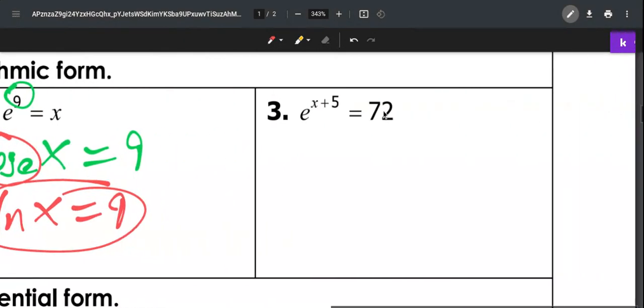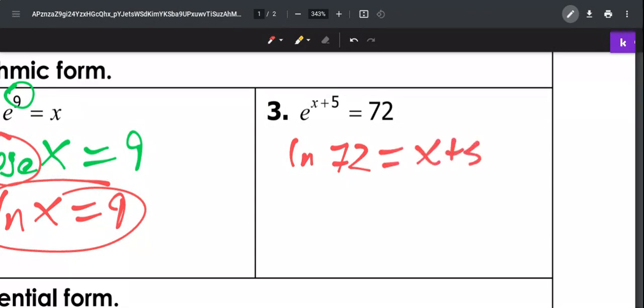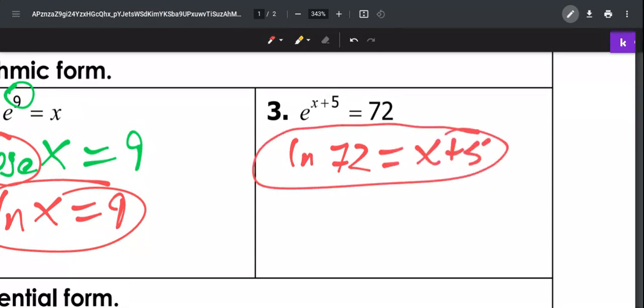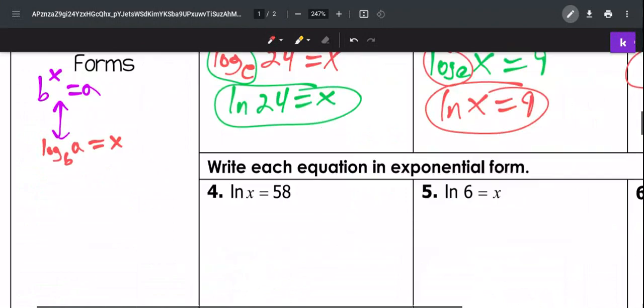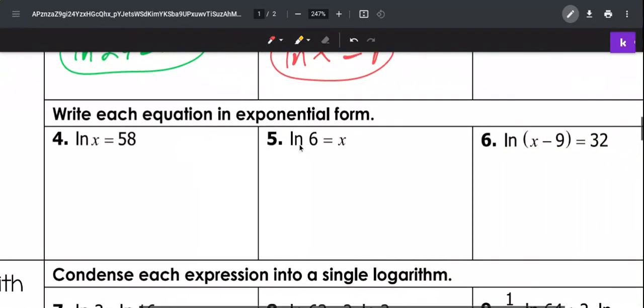All right, then we'll do one more. So see if you can do 3 on your own. Pause the video, see if you can do it real quick. e to the x plus 5 equals 72. So natural log, I'm going to go ahead and change it. Natural log, because we know log base e is natural log, of 72 equals x plus 5. Which I skipped the log base e part there. If you want to skip it, you can. If not, don't skip it. Doesn't matter.